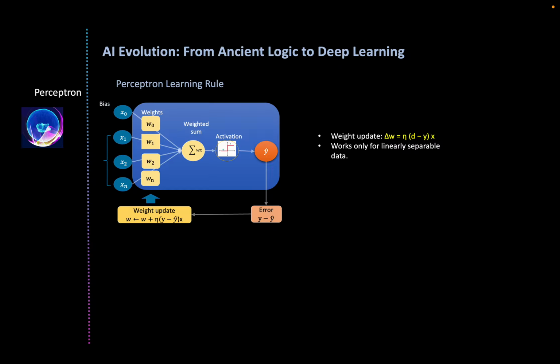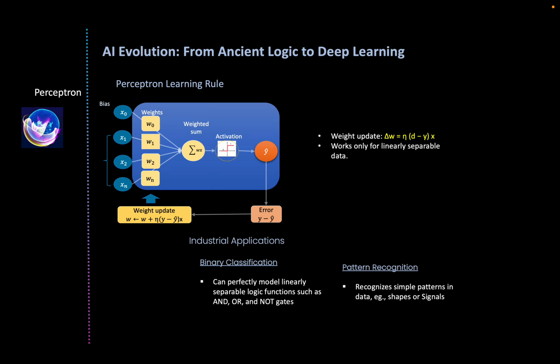But this perceptron learning rule works for linearly separable data. The applications of this perceptron network and perceptron learning rule are in binary classification and pattern recognition. This perceptron network can perfectly model linearly separable logic functions such as AND, OR, or NOT gates. It also helps to recognize simple patterns in data, such as simple shapes and signals in the data, that are linearly separable.